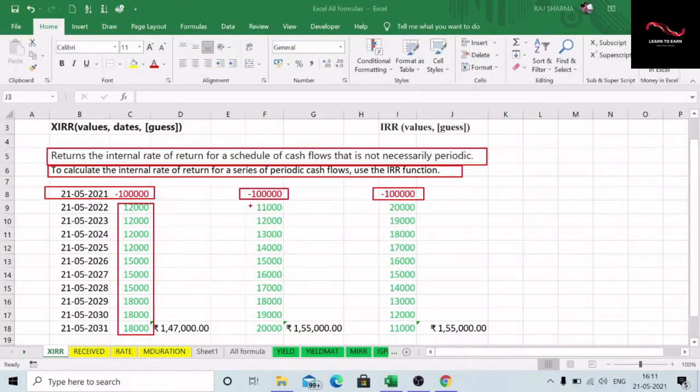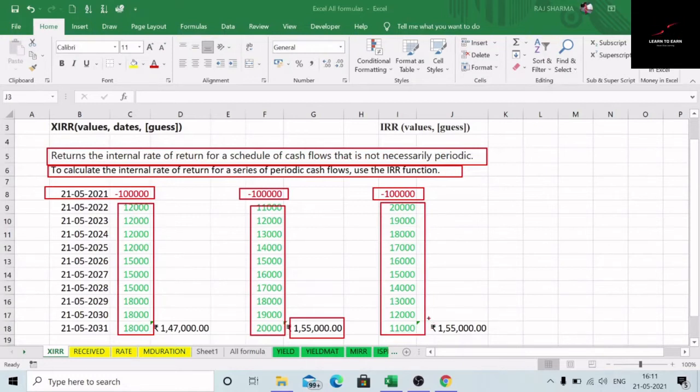The second project: first year we are generating 11,000, second year 12,000, then 13,000, 14,000. So it is increasing by 1,000 every year, and in the last we are getting 20,000 as receivable. The total receivable generated in this project is 1,55,000. The third project is just a reversal of project 2, where initial cash generation is higher. So first year we are generating 20,000, second year 19,000, and then it is reducing by 1,000 every year. The total cash flow generated in this project is 1,55,000, similar to project 2.